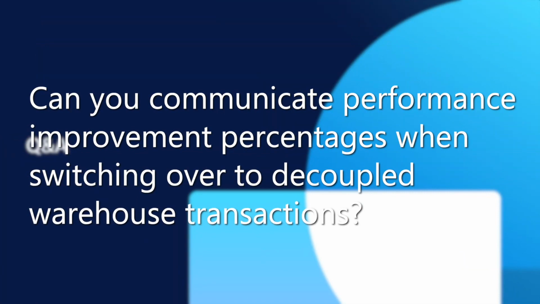Okay, I have another question. Can you communicate performance improvement percentages when switching over to decoupled warehouse transactions? We don't have, I believe, specific numbers that we've published because it's very dependent on how you have configured your items in the system, again, whether or not you're using those tracking dimensions in physical inventory, and what your current performance benchmarks are. But we've seen significant performance improvements in our own internal testing and with the customers who worked with us in the private and public previews.